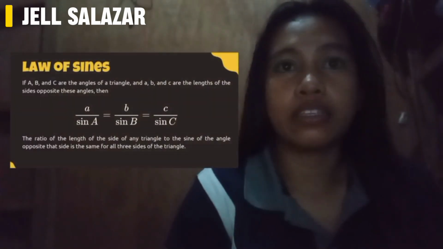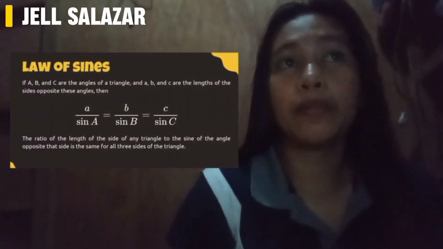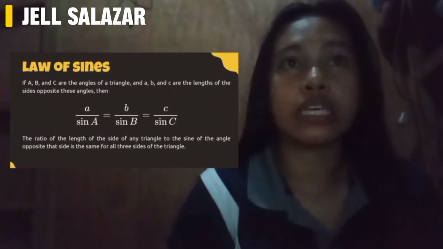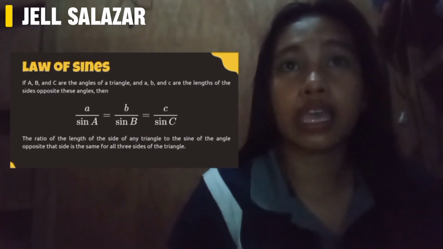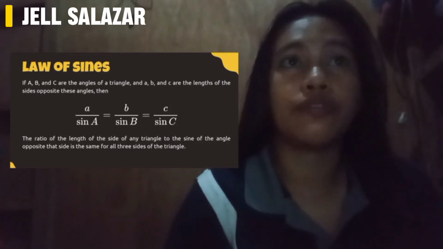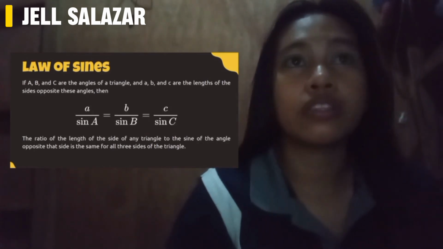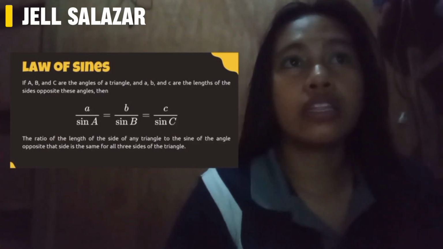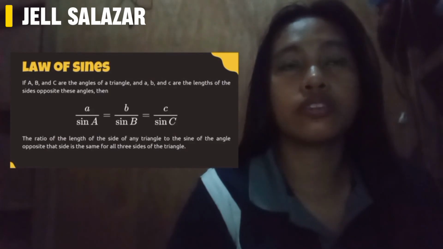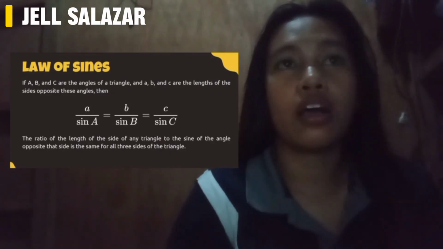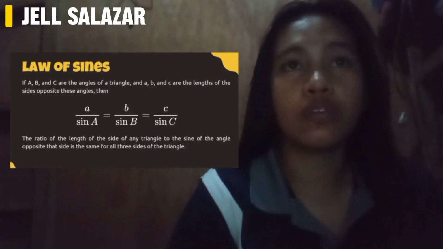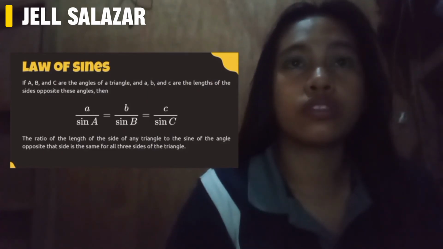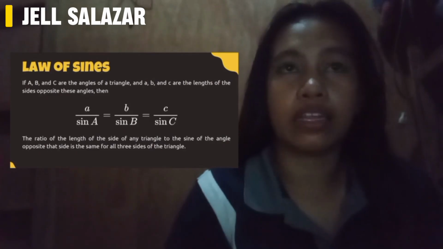The law of sines states that if uppercase A, B, and C are the measures of the angles of a triangle, and lowercase a, b, and c are the lengths of the sides opposite these angles, then side a over sine A is equal to side b over sine B is equal to side c over sine C.